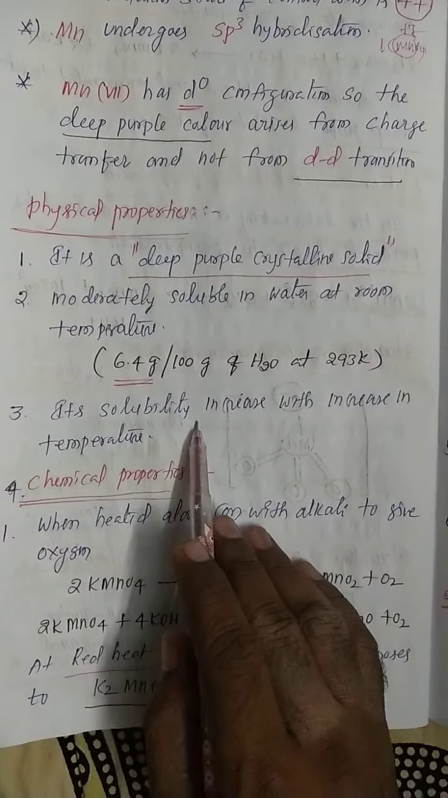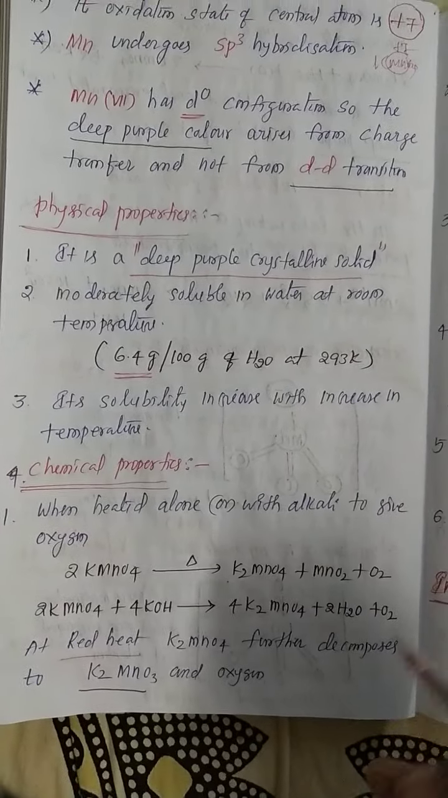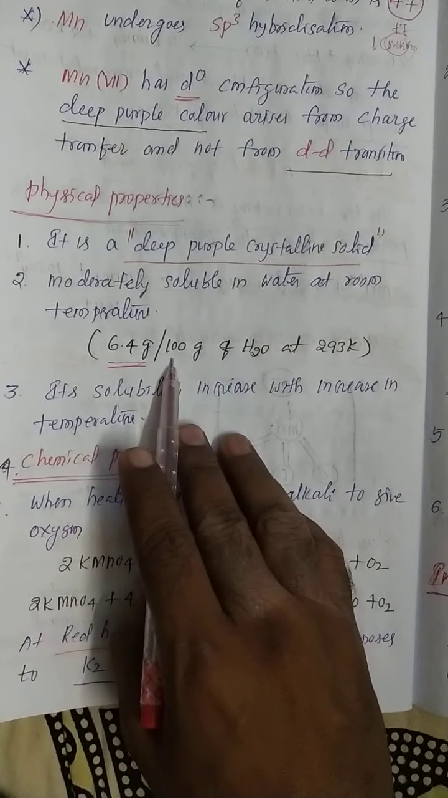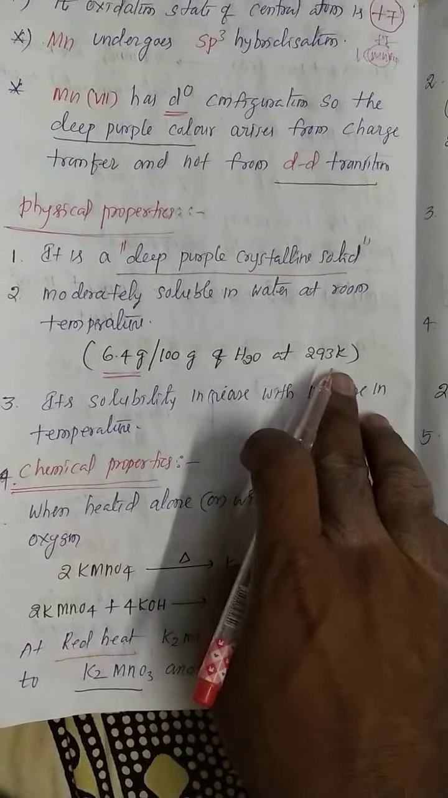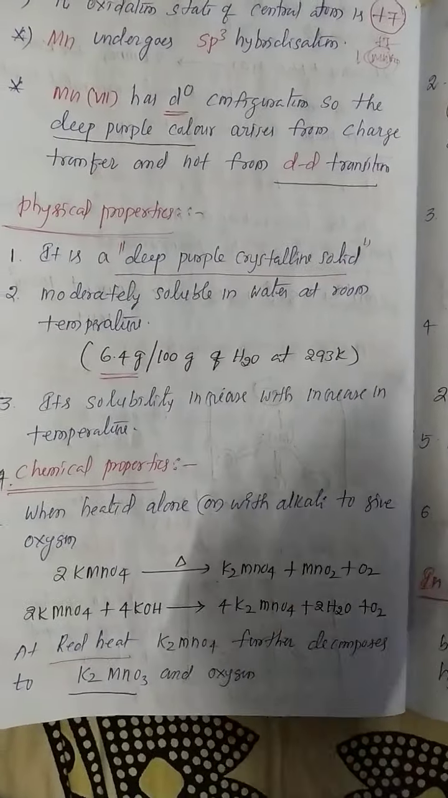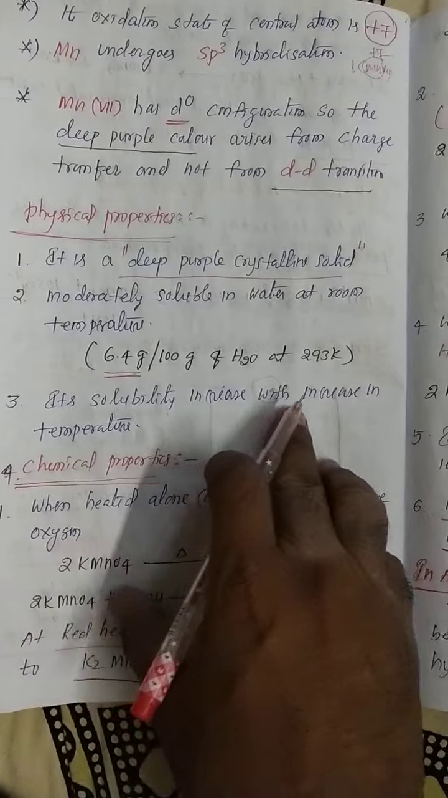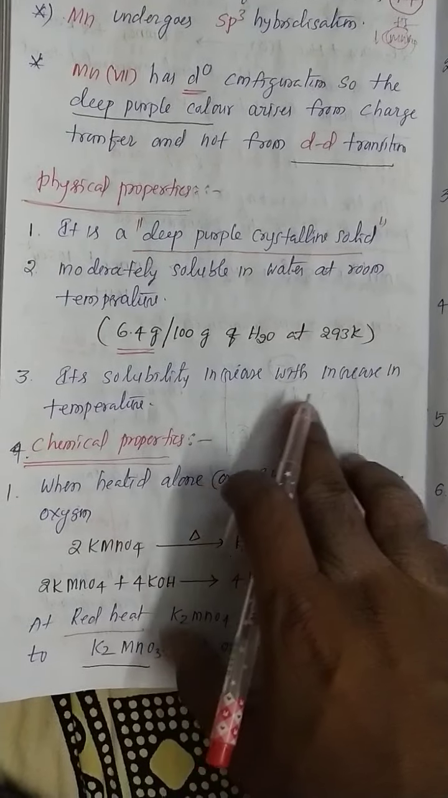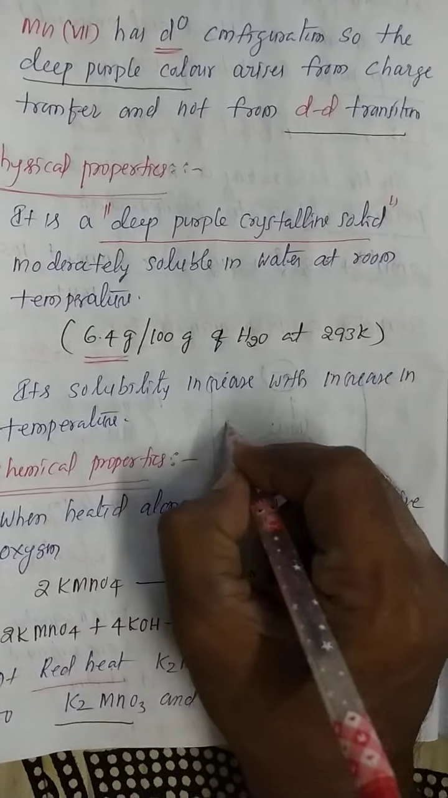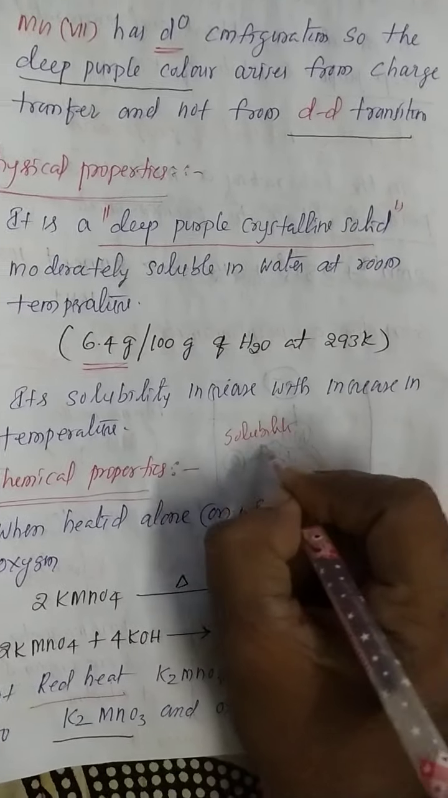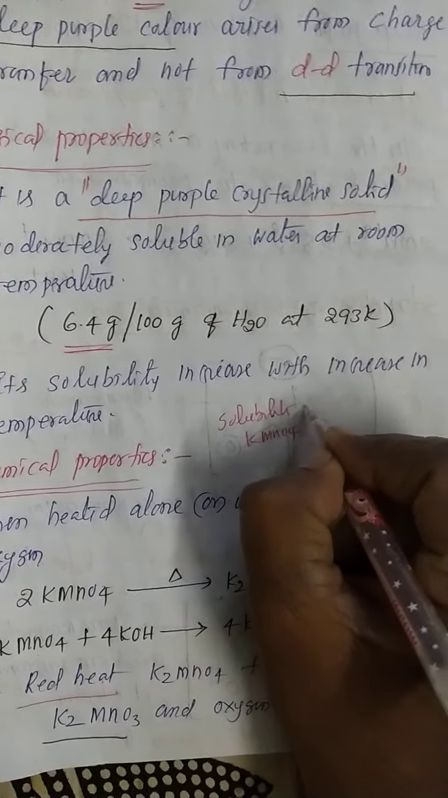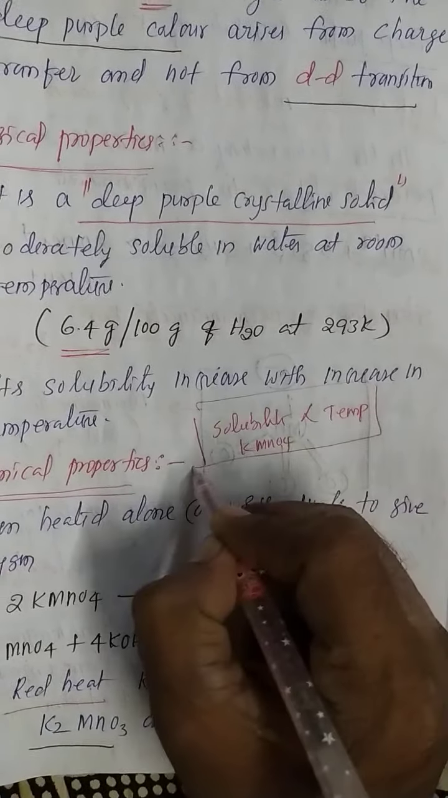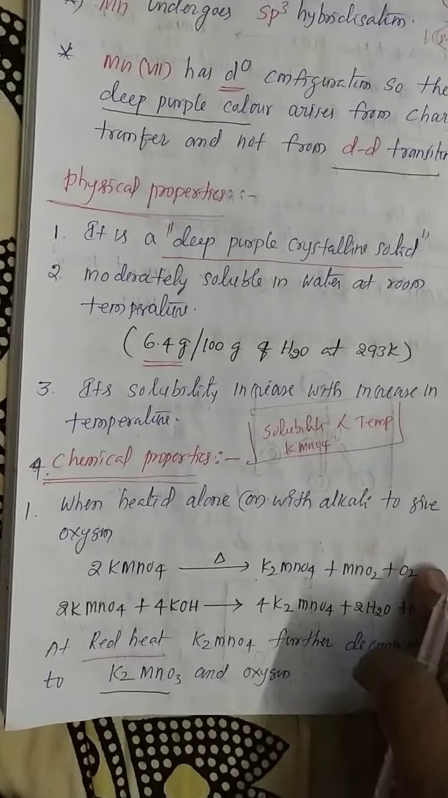Next, its solubility increases with increasing temperature. For example, at room temperature, 6.4 grams of potassium permanganate dissolves in 100 grams of water. But if the temperature increases, the solubility also increases. This is the most important point. Potassium permanganate solubility is directly proportional to the temperature. Solubility of KMnO4 is directly proportional to the temperature.